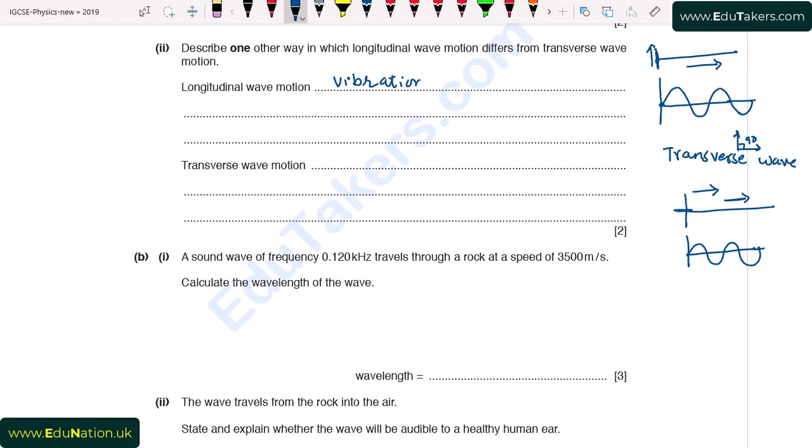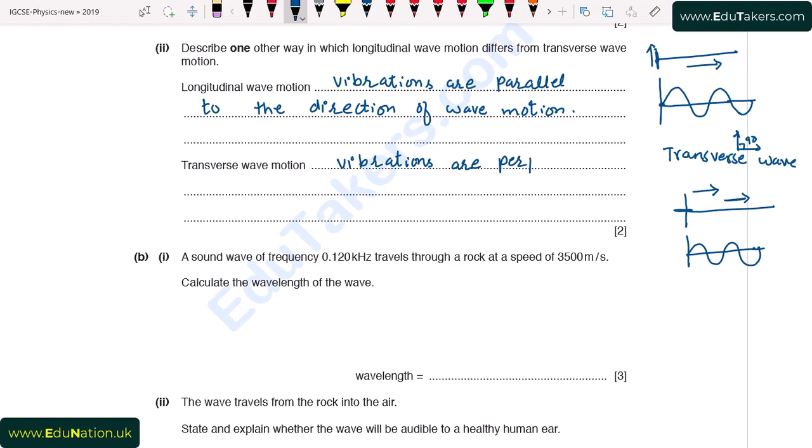vibrations are parallel to the direction of wave motion, while in the transverse wave, vibrations are perpendicular to the direction of wave motion.